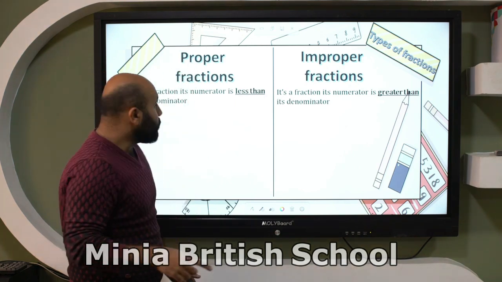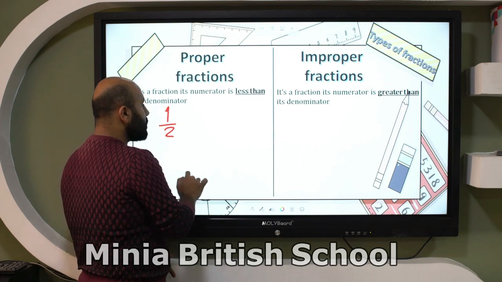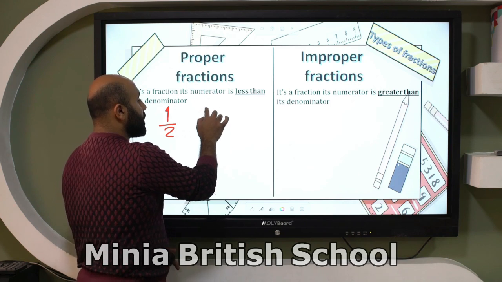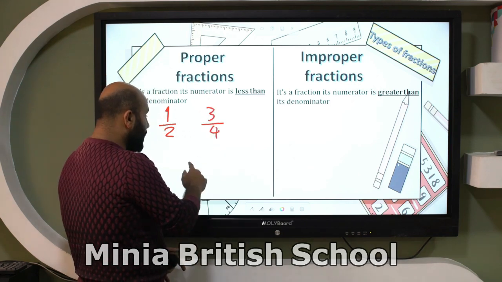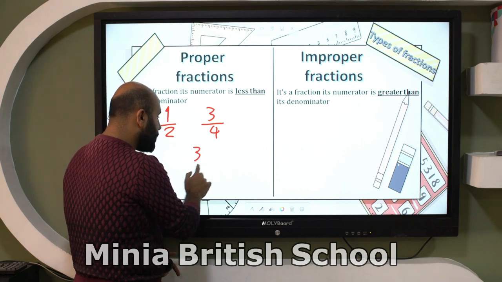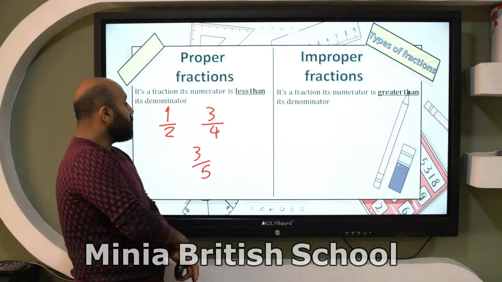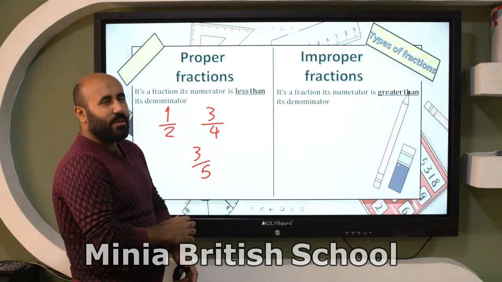For example, when I say 1/2, this is called a proper fraction. When I say 3/4, proper fraction. When I say 3/5, it's called a proper fraction. Now, if you notice, in all of them the numerator is less than the denominator.